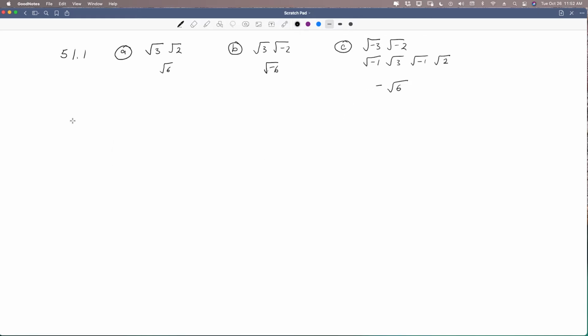51.2. Let's see if we can do this one on our own. In this one we have A, which is the square root of negative 13, and B, which is the square root of negative 4, and C, which is 3 times the square root of negative 2.